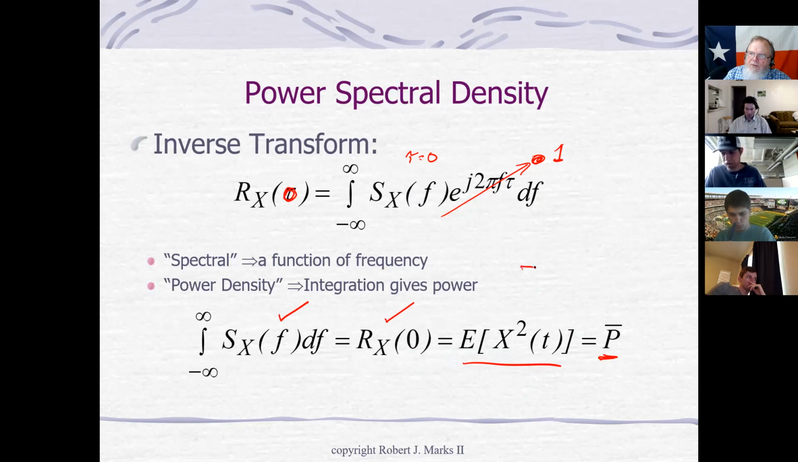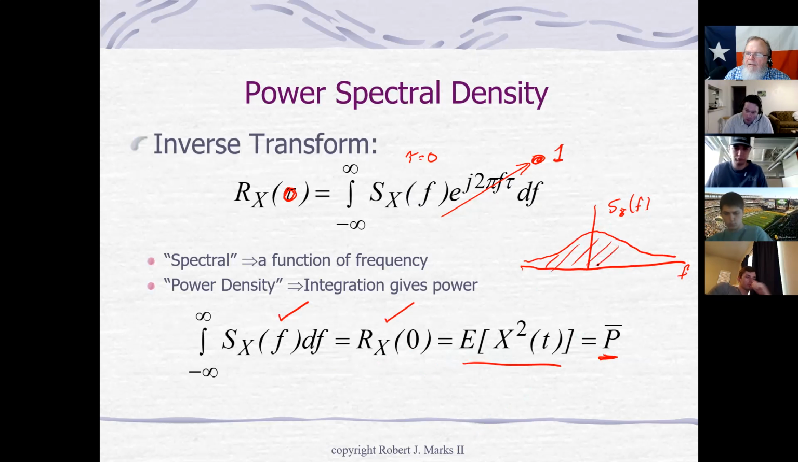So this is very interesting. It's a power spectral density S sub x as a function of f. And if you integrate over it, you look at all this area here, you get the average power. So this is consistent with our idea that if we integrate over the density, we do get power.